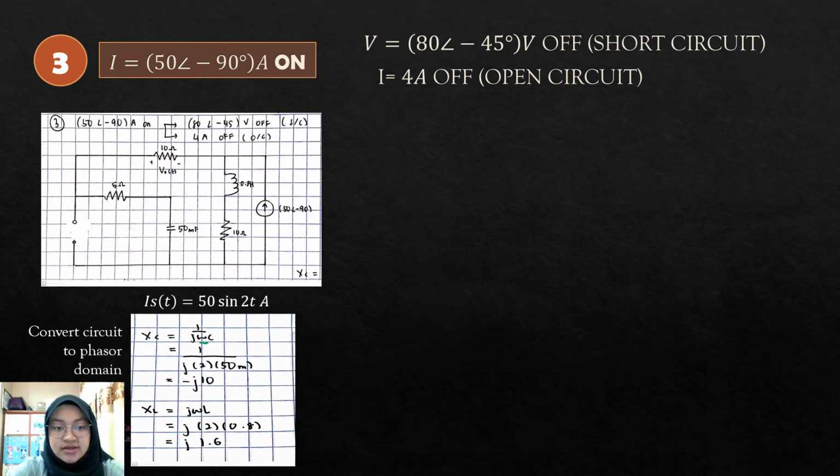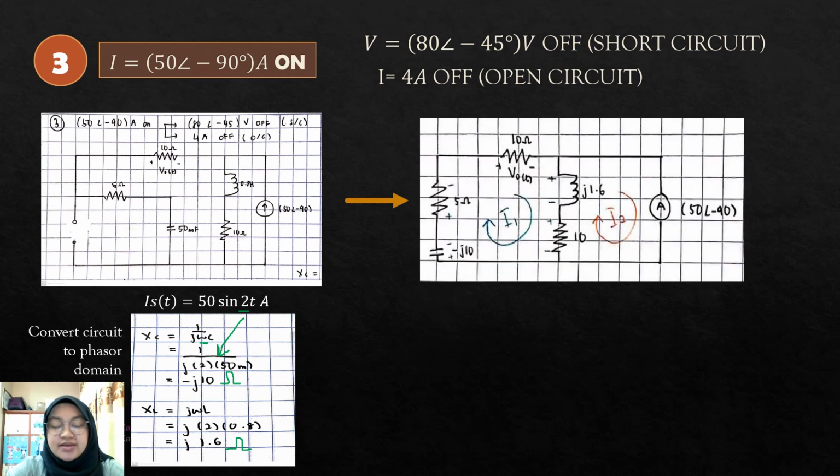How did I get the value of omega here? I just look at the original value of Is(t), which is 50 sin 2t ampere, and the 2 is actually the omega, so I just directly insert the value of 2 as the omega. So I get the value of XC, capacitor and inductor in ohm. So the capacitor will be negative j10 ohm, and the inductor will be j1.6 ohm. So I simplify the circuit and it becomes like this.